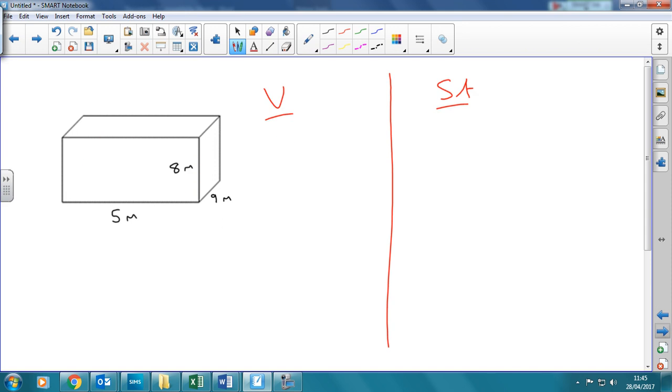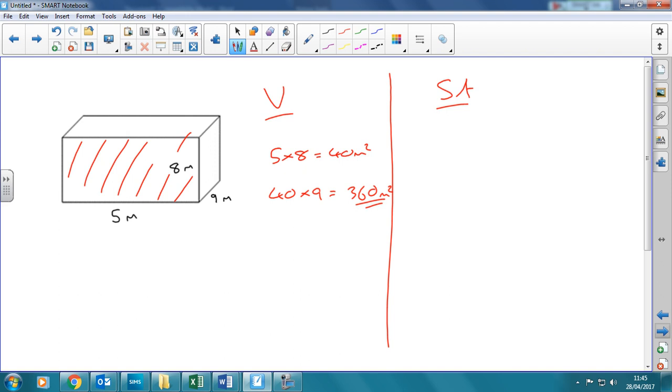And this one, the volume. This one here is going to be 5 times by 8, which equals 40 metres squared. Then times by how far back it goes, so 40 times by 9 equals 360 metres squared. And then we're going to do the surface area. So the first one was 5 times 8, which equals 40 metres squared. Then we're going to double that because there's 2 lots of those sides we've been through. That's 80 metres squared. The one on the side is 8 times by 9, which equals 72, which when we double is 144 metres squared.